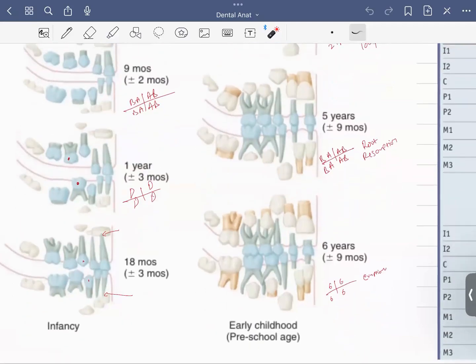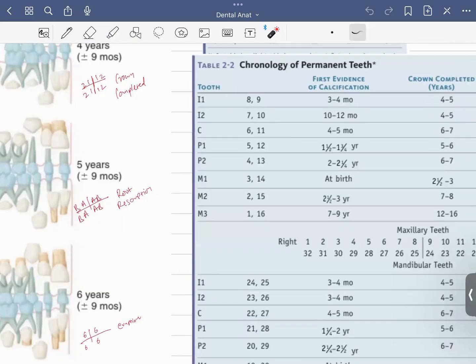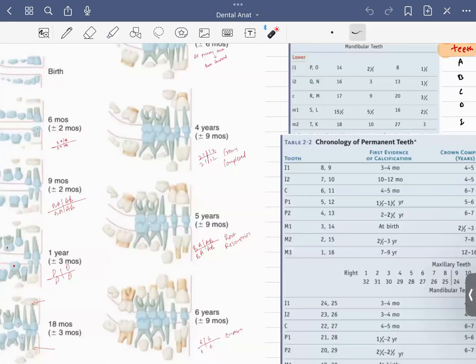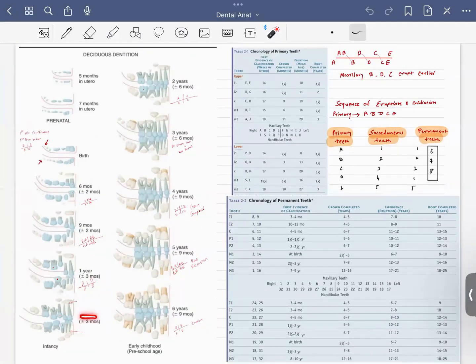Going forward, 18 months plus or minus 3 months is where you'll notice eruption of both the canines. The age of eruption for the canines is 19 months for the maxillary deciduous canine and 20 months for the mandibular deciduous canine. All right. So around 18 months plus or minus 3 months, you will see eruption of the maxillary and mandibular canine taking place.